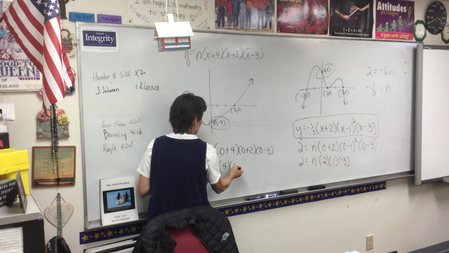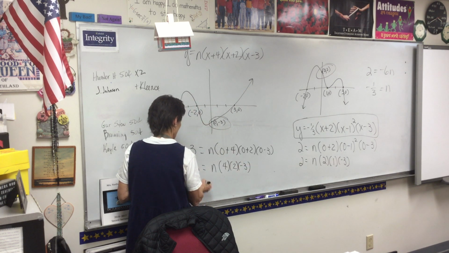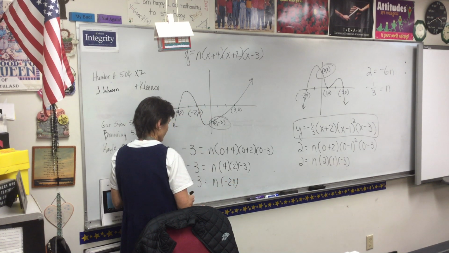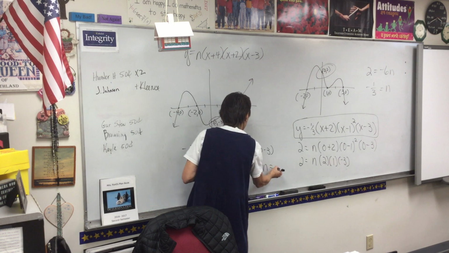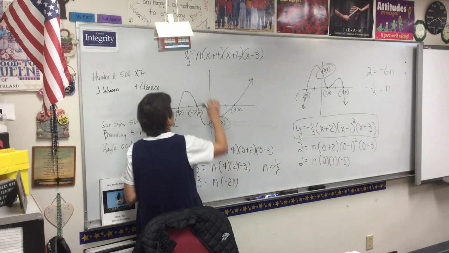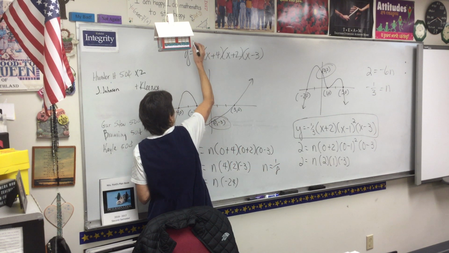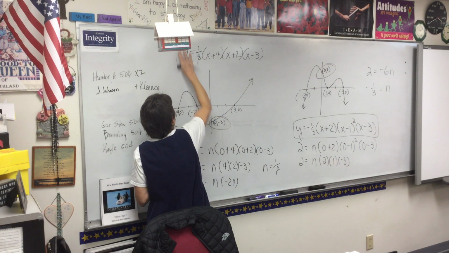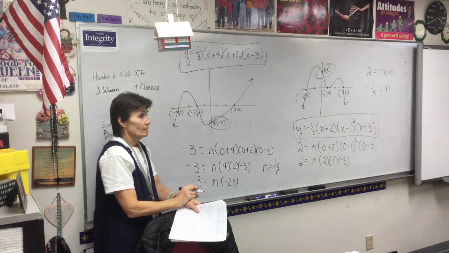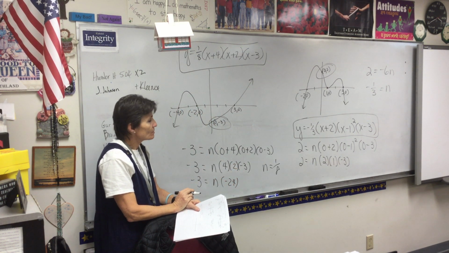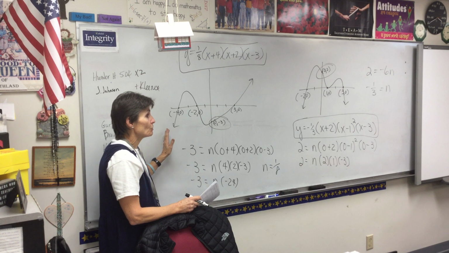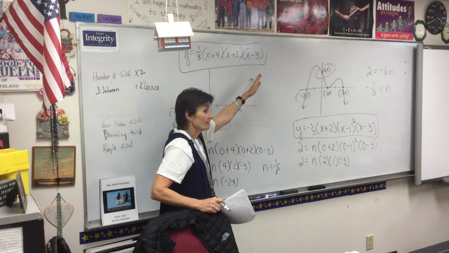So 4 and 2 and negative 3. What does all that make? Negative 24. So when I divide, it looks like n is going to be positive 1/8. So this is the answer to the question. Does it surprise you that that number is positive? No, because this is a cube, and cubes start down and end up.